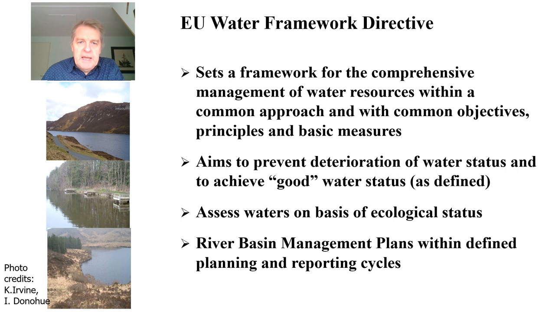The Water Framework Directive has some overarching aims. It has 26 articles, but it has some overarching aims to set a framework for the comprehensive management of water resources within a common approach and with common objectives. It aims to prevent deterioration of water status and to achieve this good status by a certain date. It assesses waters on the basis of their ecology, which is a departure from the traditions of basing water quality assessments on chemistry. And it has embedded in its operation things known as river basin management plans that have defined planning and reporting cycles.